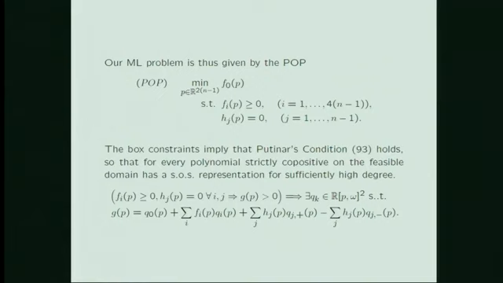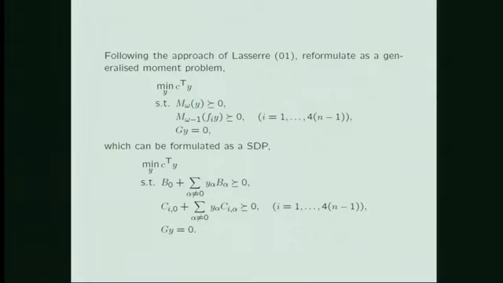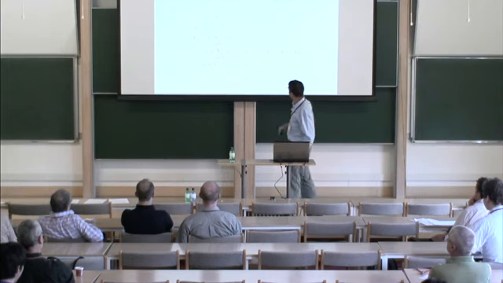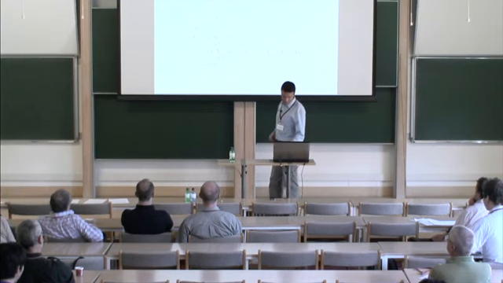Due to the nature of the inequality constraints, we know that Putinar's condition applies, and that means that if we use a sufficiently high degree extension, we will eventually be able to solve this problem exactly. And then we follow Jean Bernard's approach by setting up these localization matrices M omega, and turn it into semidefinite programming problems.